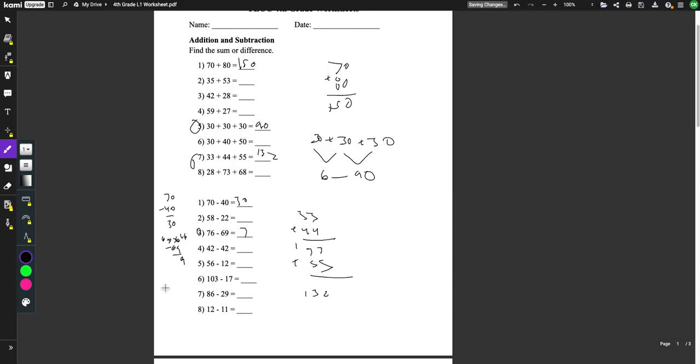Now we're going to do number 6, 103 minus 17. You have to carry it over. 10, 9, 13, and 13 minus 7, that's 6. 9 minus 1, that's 8. So this one's going to be just 86.